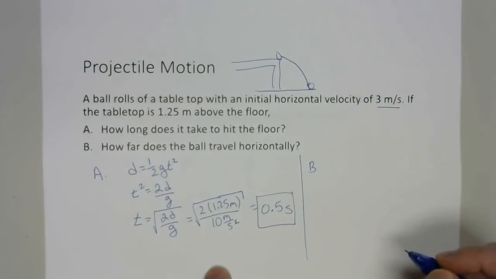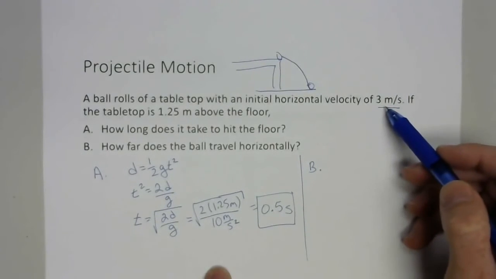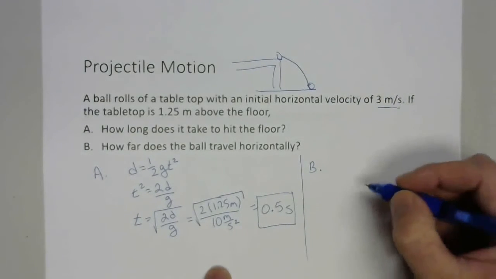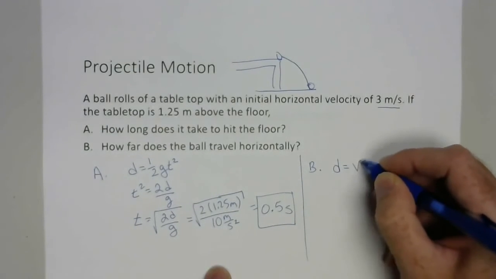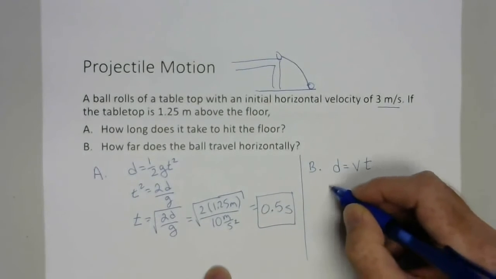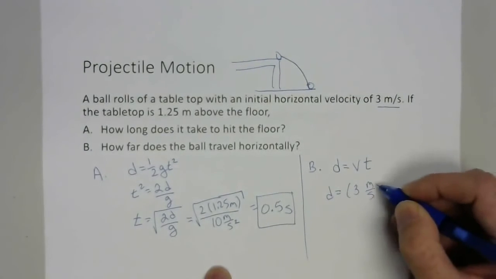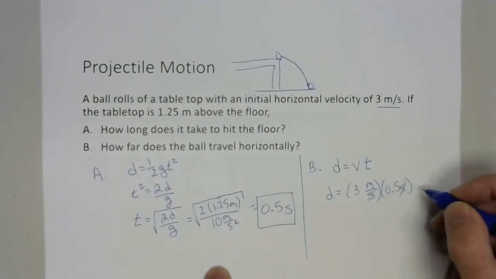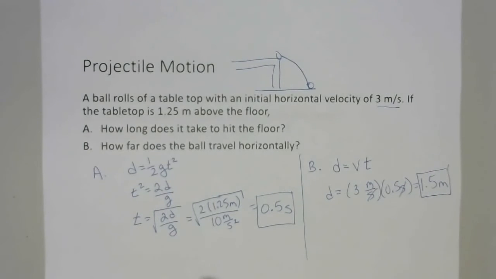That's just a constant velocity problem because if we assume no air resistance or anything like that, it's going to travel at a constant velocity of 3 meters per second. So the distance horizontally is just the velocity times the time. So that's going to be 3 meters per second times 1/2 a second. The seconds are going to cancel, and we're going to be left with 1.5 meters traveled in that amount of time.